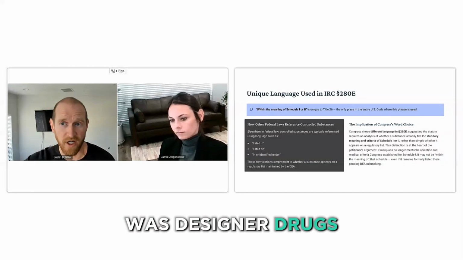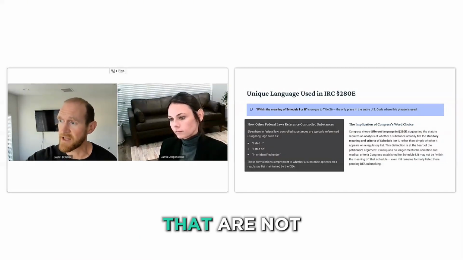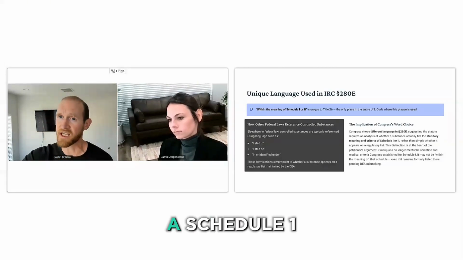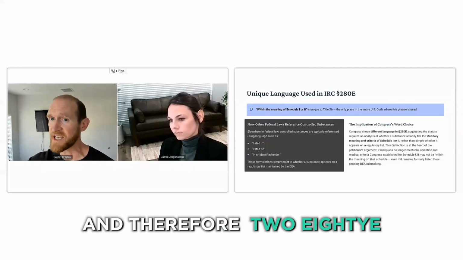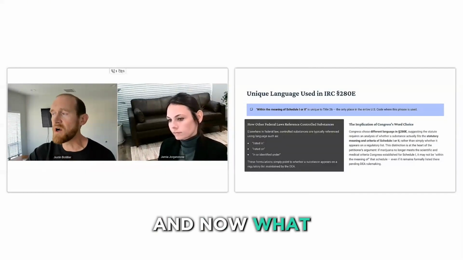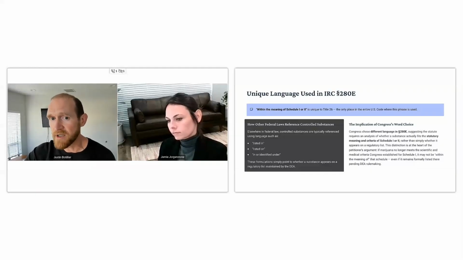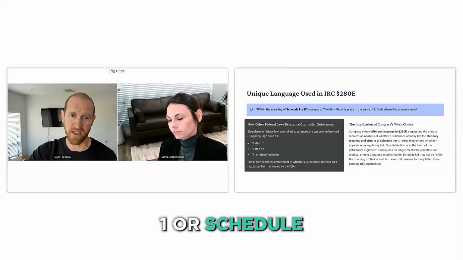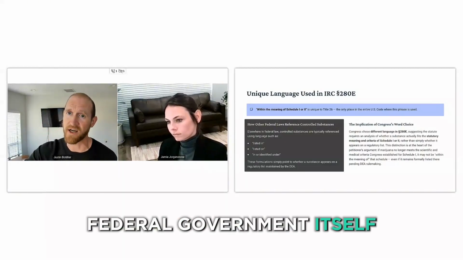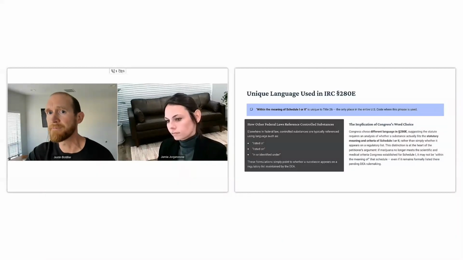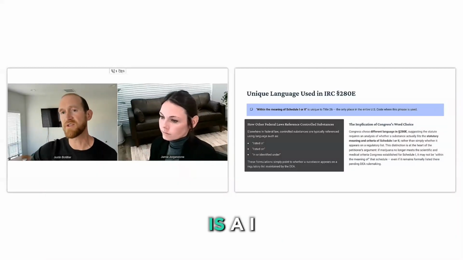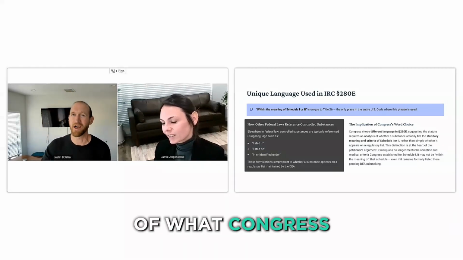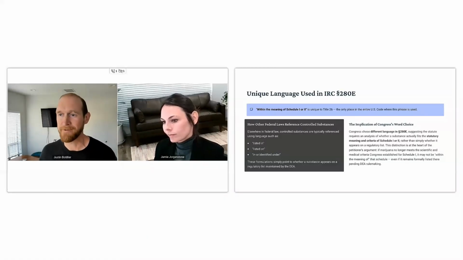Maybe there were designer drugs, other drugs that are not currently classified as a Schedule 1 or Schedule 2 substance, but do fit the meaning of a Schedule 1 or Schedule 2 substance, and therefore 280E does apply. And now what Nathaniel's saying is, well, because cannabis doesn't actually meet the criteria of a Schedule 1 or Schedule 2 substance, according to the federal government itself, then 280E doesn't apply. And so I think their argument is poor there in terms of what Congress meant by within the meaning of.